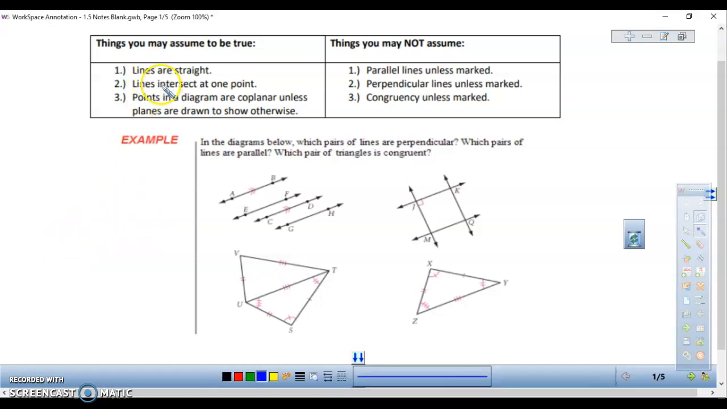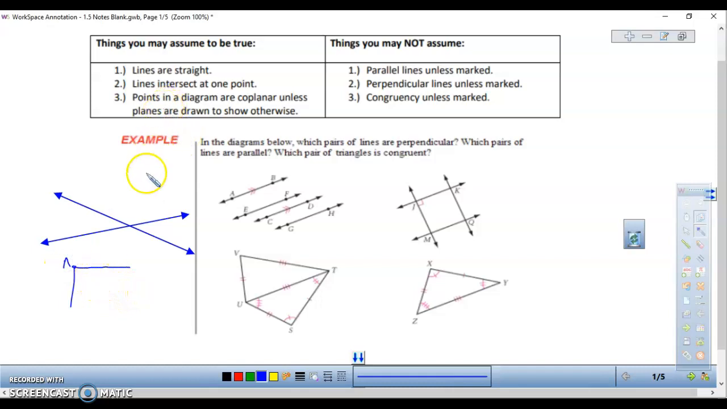You can assume that lines intersect at one point. If I have some intersecting lines here, you know that exactly one point is their point of intersection. Or, for instance, maybe we have a diagram like this, and there's no point shown there. Well, you know that that point exists, and you can talk about it, you can label it, and so forth.